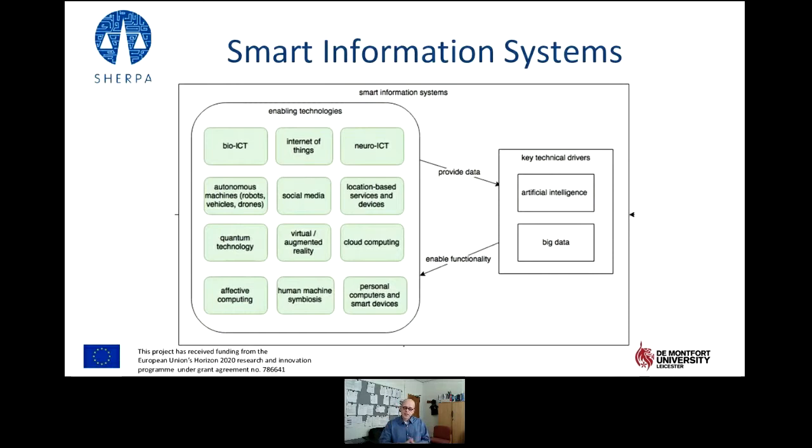So by using the term smart information systems, we try to use a term which encompasses all of these, which is very central to the current public debate around artificial intelligence, but doesn't go down the potential pitfalls of the use of the term artificial intelligence.